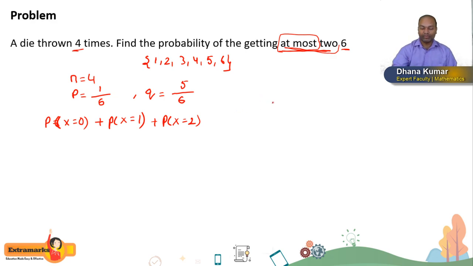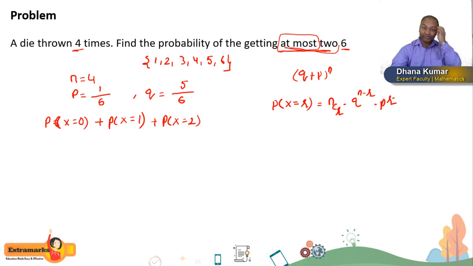Now here I am writing the formula: P of x is equal to r in the expansion of (q plus p) whole power n, binomial. So here you write the general term formula: nCr, first element power the difference, that is n minus r, second element power r. And here p indicates the probability of success, q indicates failure. Fine. And the total probability, that is p plus q, value is 1.